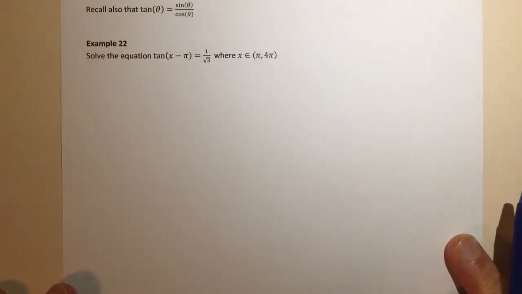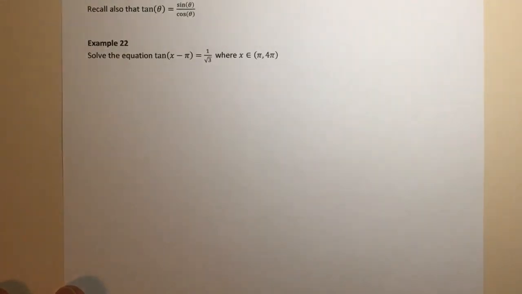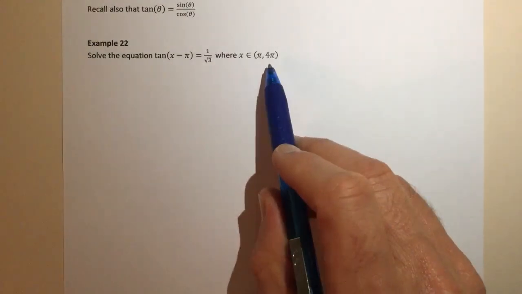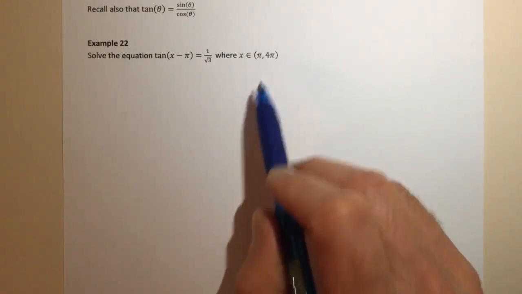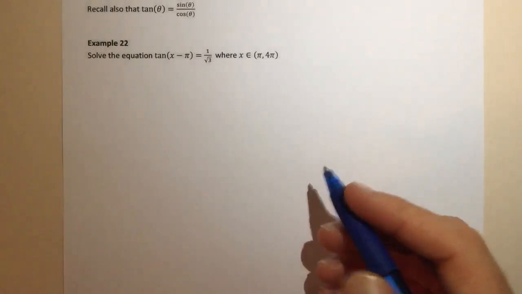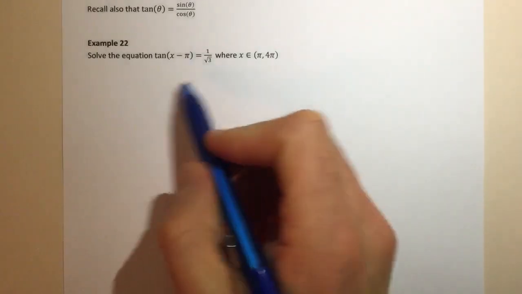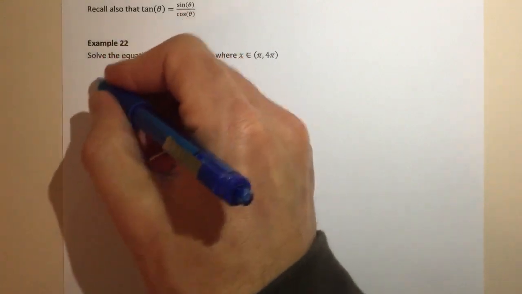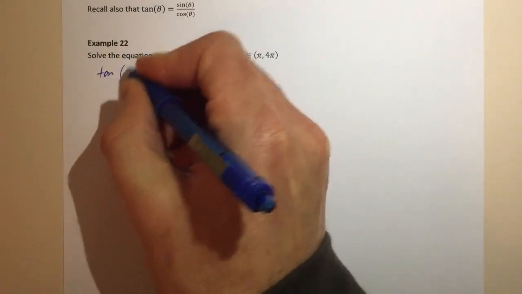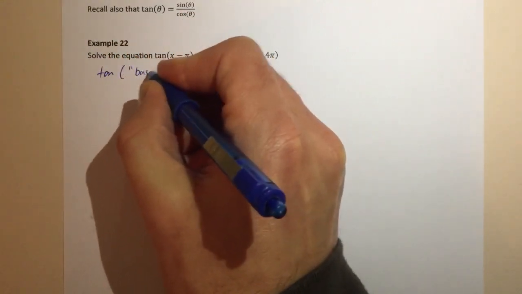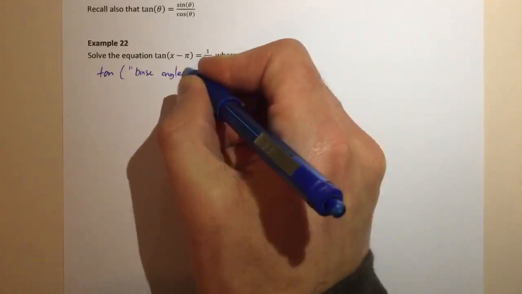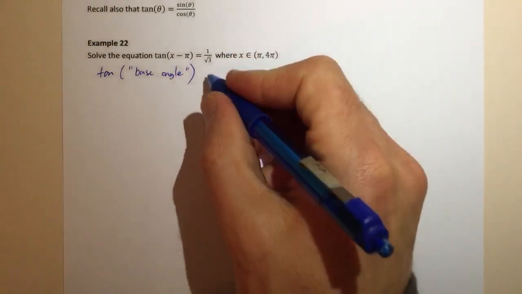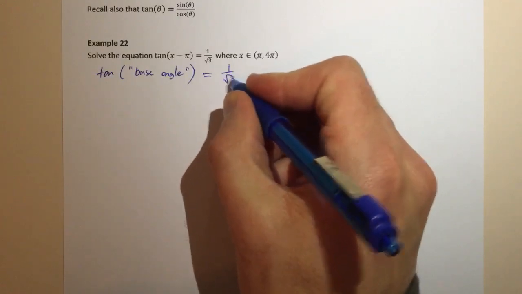Example 22 says solve the equation tan of (x minus pi) equals 1 on root 3, where our domain is from pi to 4 pi, not inclusive. So remember that step one, when we're solving trig equations, sine, cos, and tan, is to try to find what you might call the base angle. So if we think of it like tan of some angle, and the phrase I like to use is base angle, equals 1 on root 3.